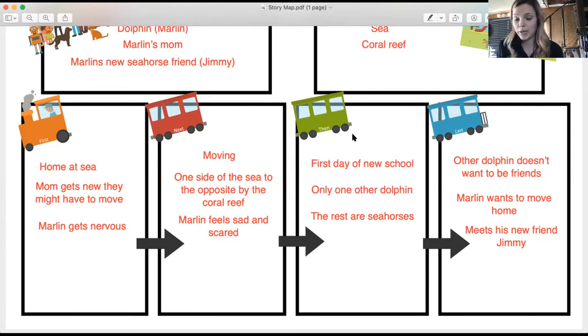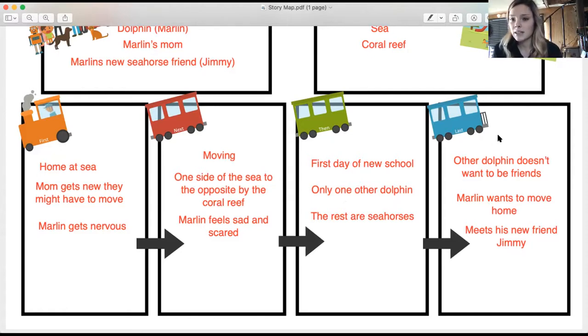So if that's all you want to put in your story map, that's all you have to do. But like I said, I added just a few more details so I can remember. So at his first day, there's only one other dolphin friend at this school, and the rest are seahorses. So he's not really sure how well he might get along with these other seahorse friends.